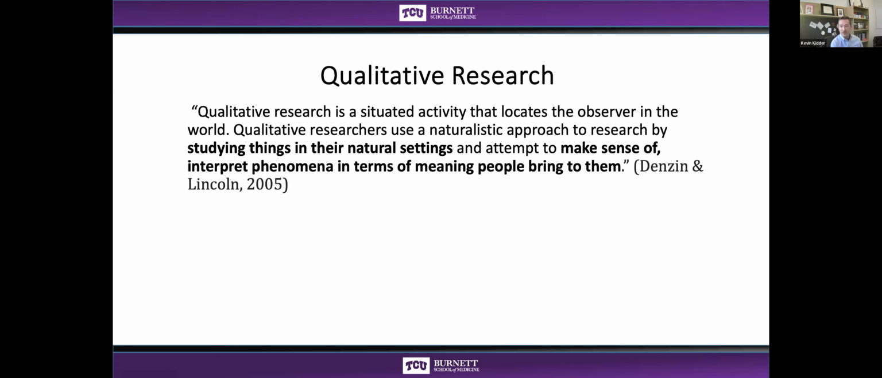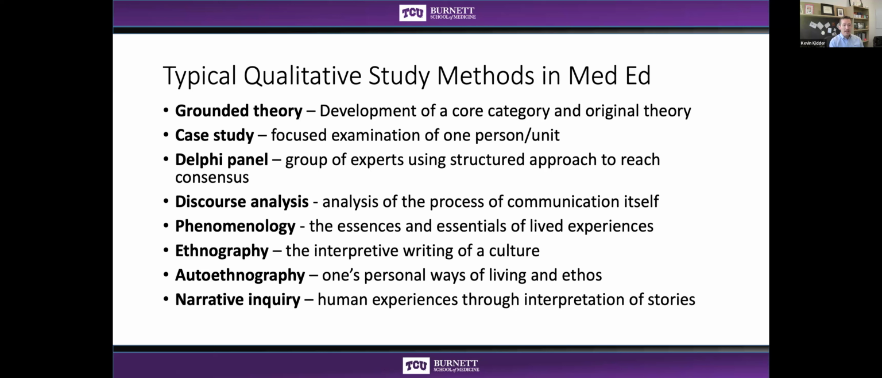So what are some typical methods to qualitative research? This is just a slice of it, but these are the biggies. Grounded theory is really looking at the development of an original theory, and that uses four strategies, which include data collection and some note taking. Case study we're very familiar with, I'm sure. That's really looking at the examination of a person or unit, oftentimes with things like observation. We use a lot of case studies in the curriculum.